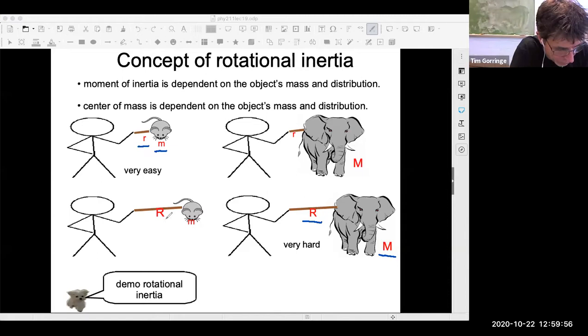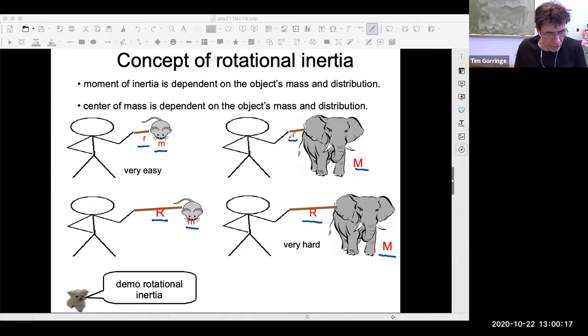And then there are other combinations, right? I put the mouse on the long string, and I put the heavy elephant on the short string. So I've got two masses and two strings. Those are the four combinations.